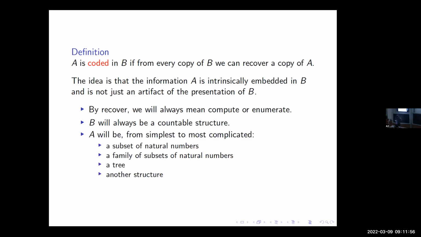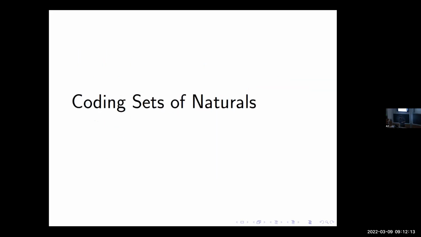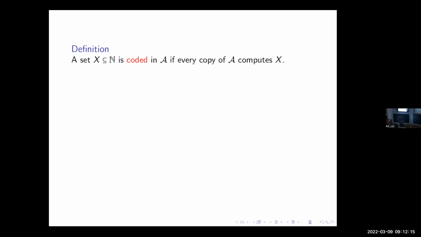So we're going to start by thinking of A as just a subset of natural numbers. Then maybe it could be a family of subsets. Maybe it could be a tree. And then finally, it's going to be just any other structure. So we'll go through those in increasing order of complexity and see how things change as we do that. So starting with natural numbers, right?